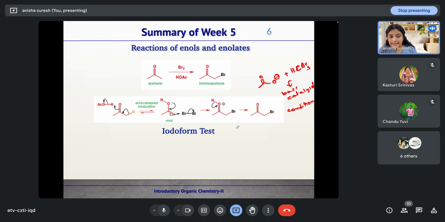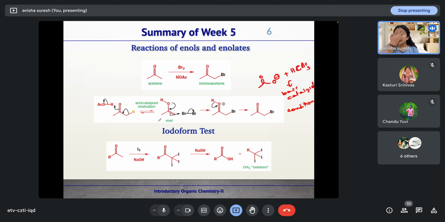So a similar mechanism is used in the iodoform test. Here in the iodoform test, we identify the presence of methyl ketones. So when a methyl ketone is there in the presence of iodine and NaOH, it will lead to the formation of this CI3 group, and once NaOH is added again, it will lead to the formation of this acid, and then iodoform, which will give a yellow color. This iodoform gives a yellow color. Thus, it is an indication of the presence of methyl ketone.